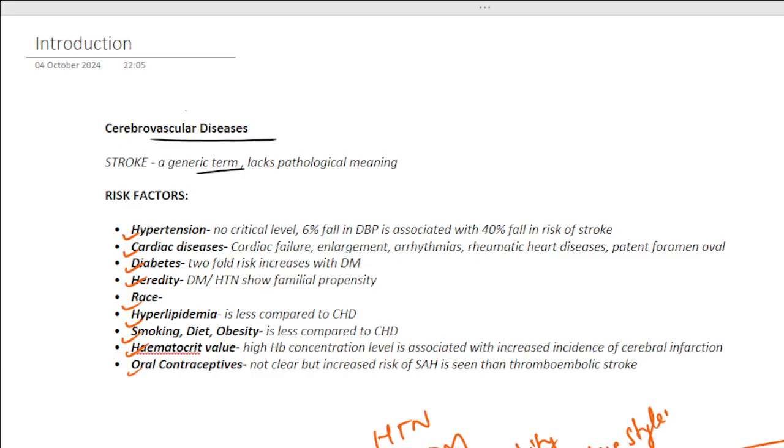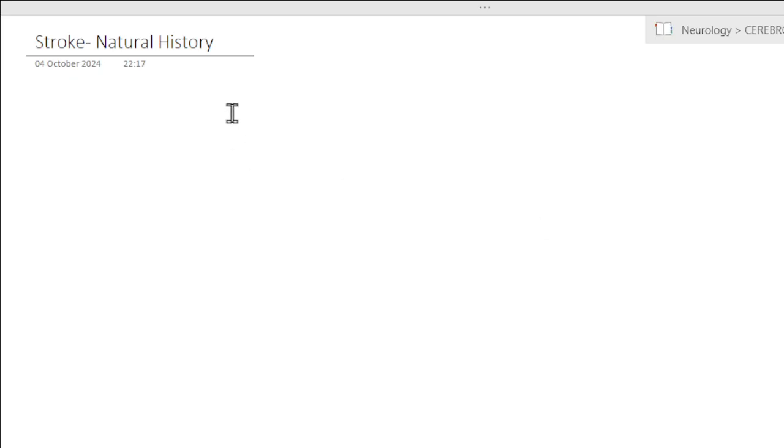Good. Okay, so let us go to the next part after risk factors. We are going to talk first about the natural history. But before the natural history, the mechanism is very important. Just try to understand the simple mechanism.